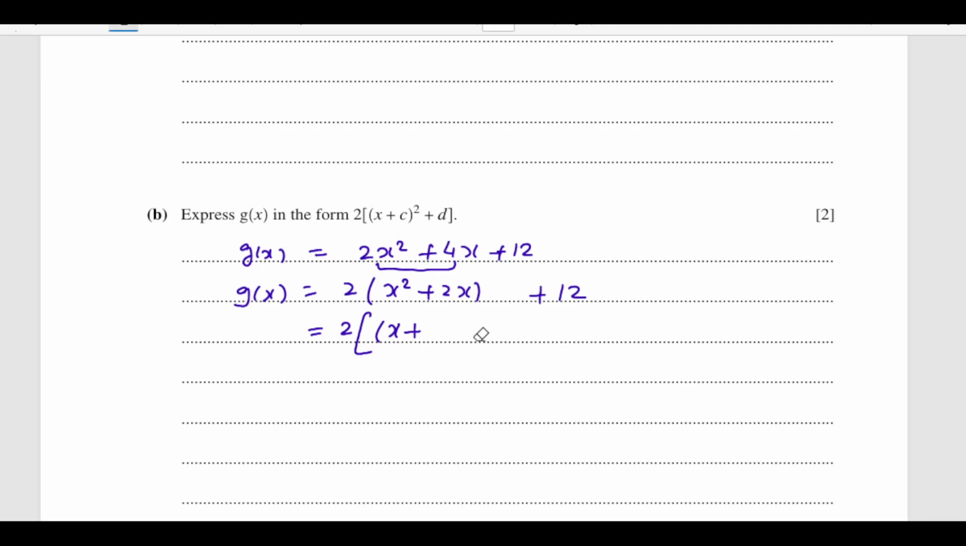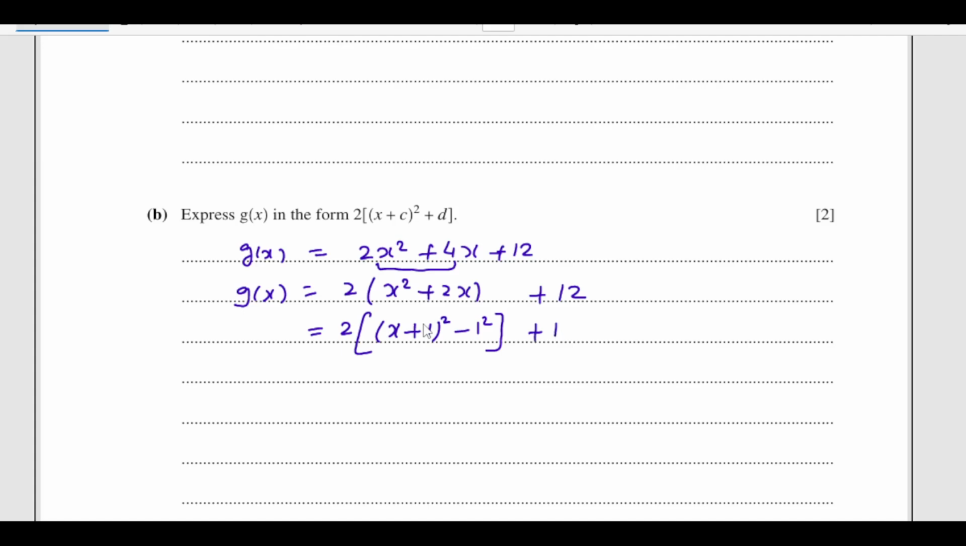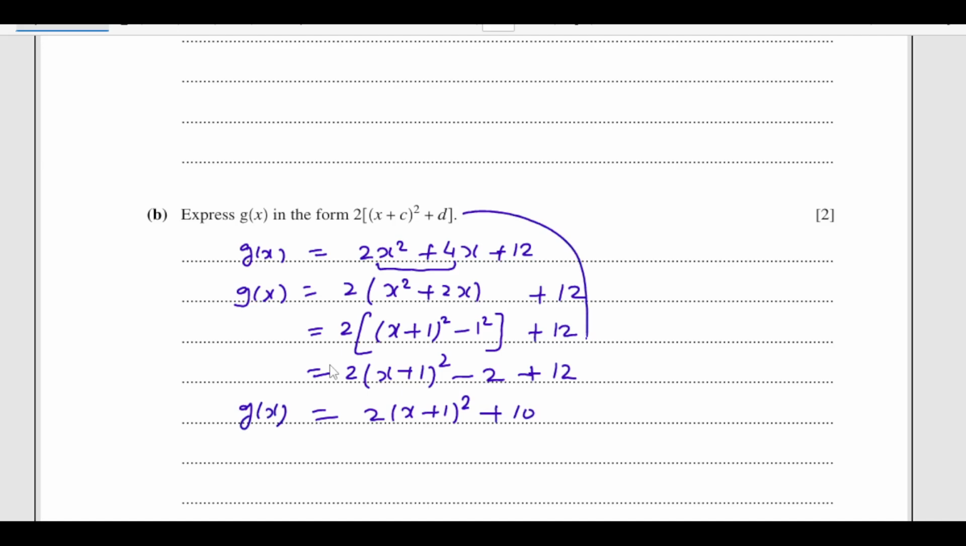Coefficient of x is 2, so we have to take the half of that. So this is going to be 1 minus 1 squared, then we have 12 outside. Okay, so now this is going to be 2 into x plus 1 squared. This is 1 times this 2 is 2 plus 12. So this is 2 into x plus 1 squared plus 10. So this is the required form of g(x), like this.